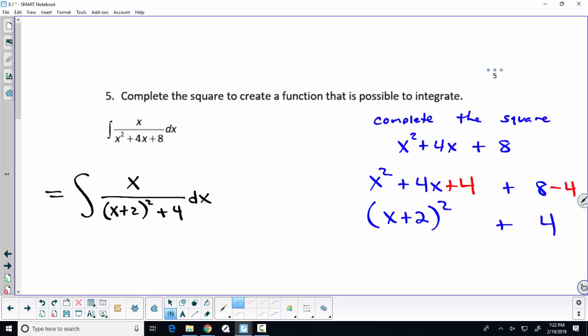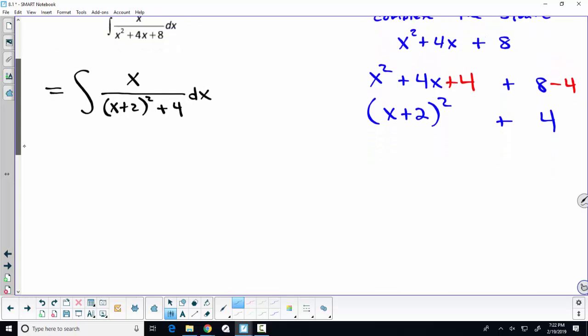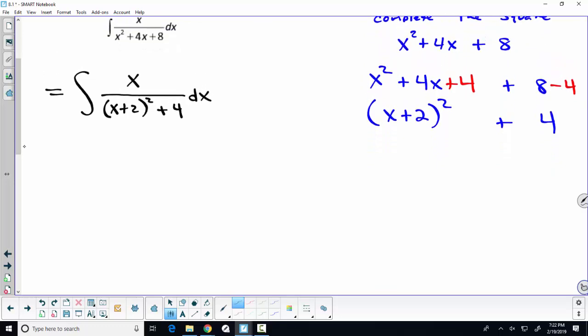Is that helpful? I mean, it kind of looks like, if it were just 1 over this, then that would be an arctangent of x plus 2 over 2. But we've got that other x hanging out, so. Pesky x. So this one's not as straightforward as some of the others.